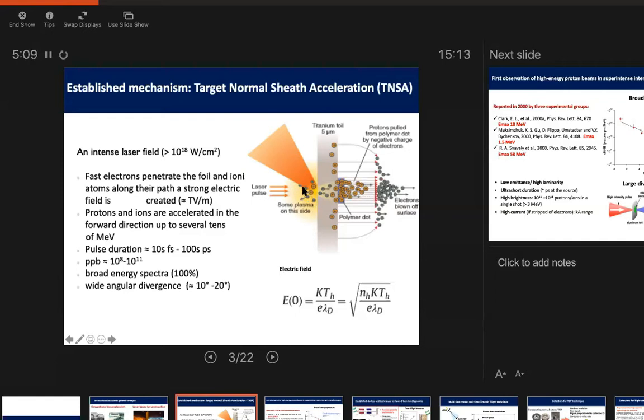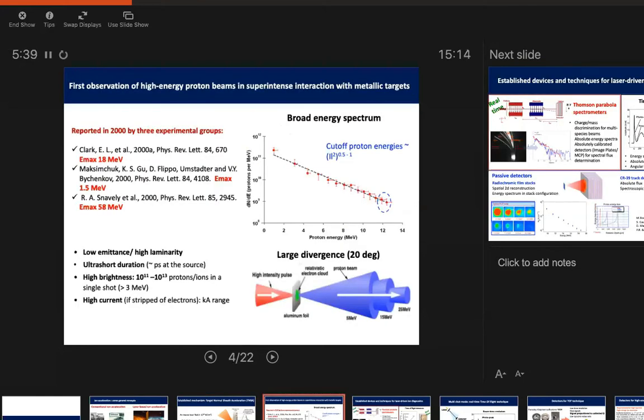Typically, protons are present in the target as contaminants, because we are talking here about metallic or plastic targets. Also, the beam that is coming out from the target is typically a pulsed beam, because it's accelerated in a very short duration, and it has characteristics and features very different from the conventional one.